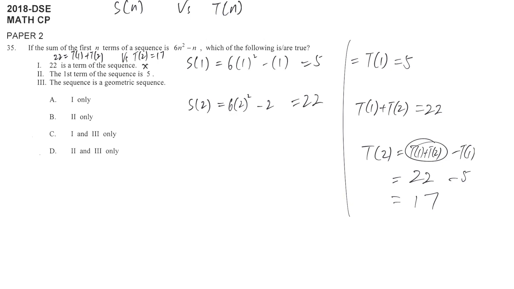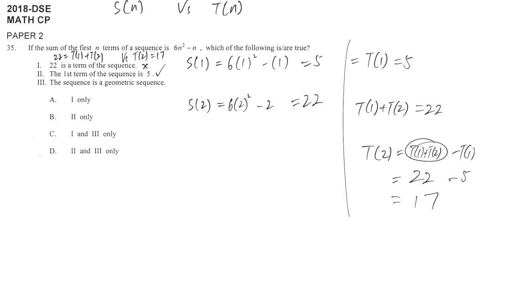Second, the first term of the sequence is 5. Yes, it's correct. It's because if we just consider S1, then only one term is involved, which is the first term, 5. So the second statement is correct. The third statement, is this sequence a geometric sequence? That's a very big problem, that we don't know what is the term function. It's difficult for us to make any decision.